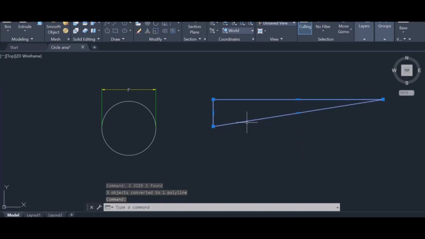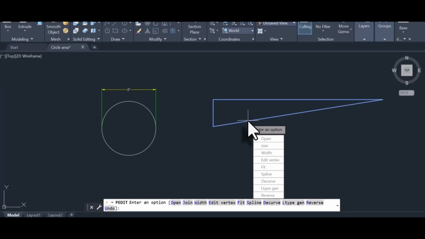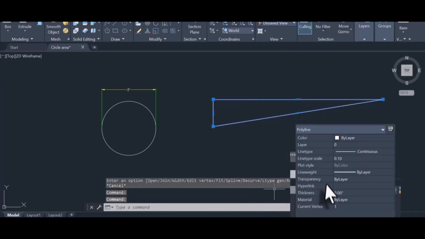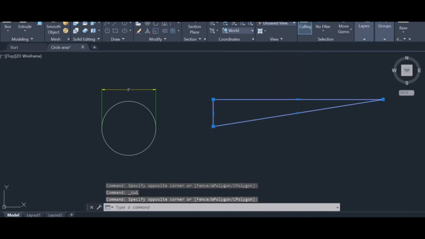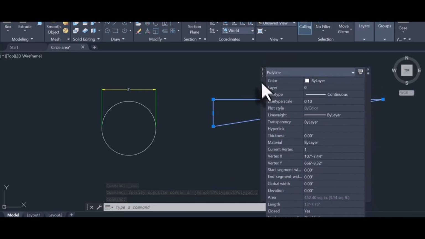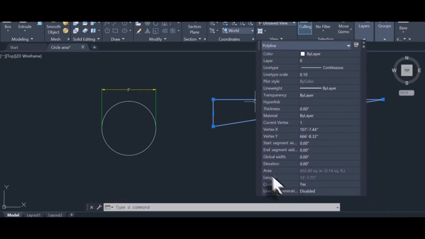Let's check this triangle. Which property? Which property? Okay. This triangle area is 4.5. Check again.